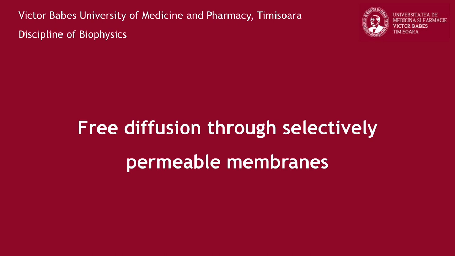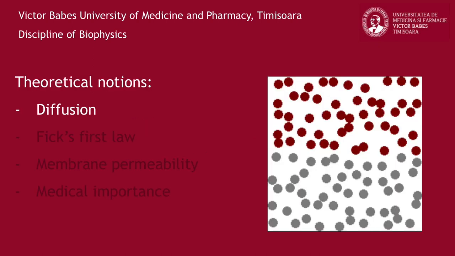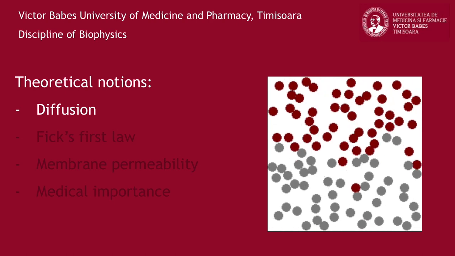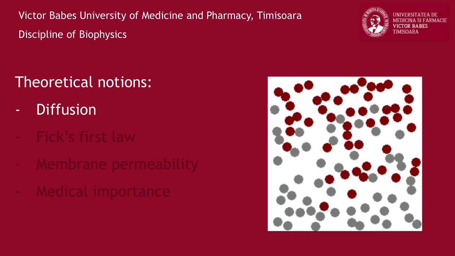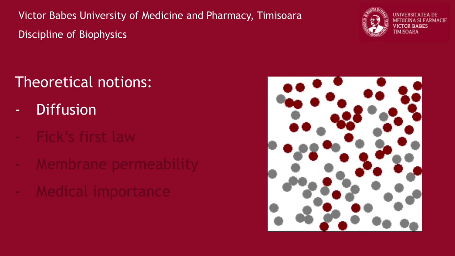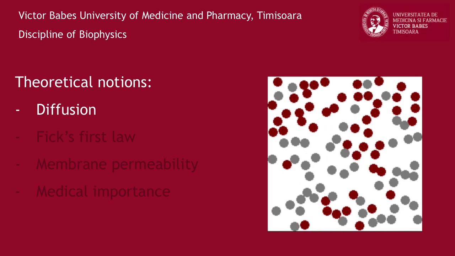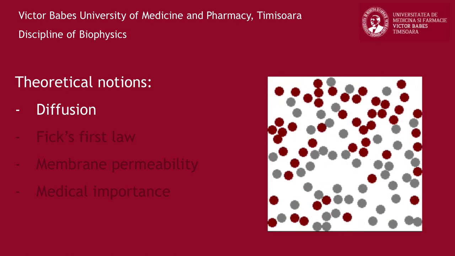Hello, in this work you'll learn about the diffusion through selectively permeable membranes. Diffusion is a passive substance transport phenomenon from a region of high concentration to another of lower concentration, tending to equalize the concentrations in the two regions. Diffusion is spontaneous and runs faster as temperature increases.